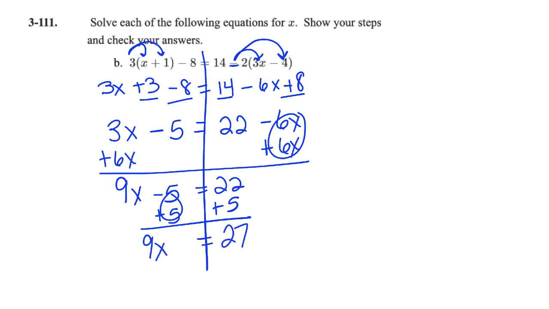9x equals 27. Divide both sides by 9. x equals 3. I'm going to check that answer now by putting a 3 in everywhere that I have an x.